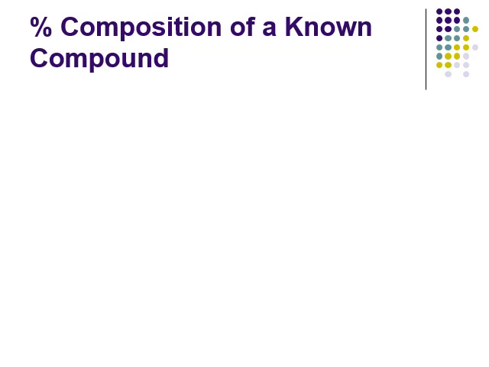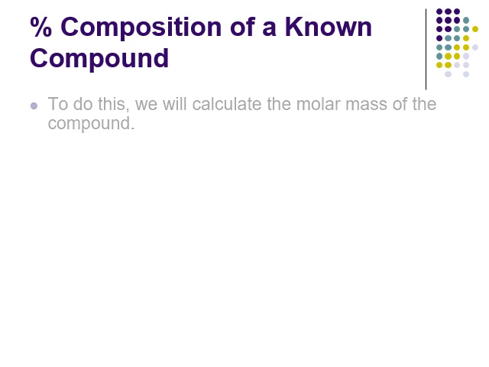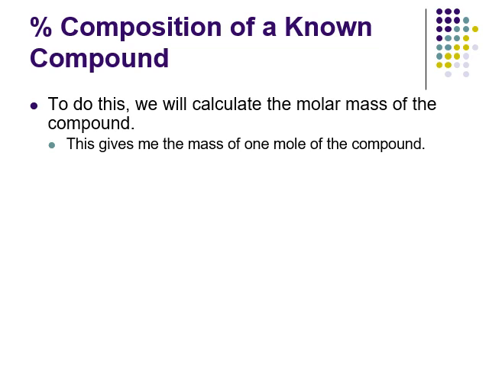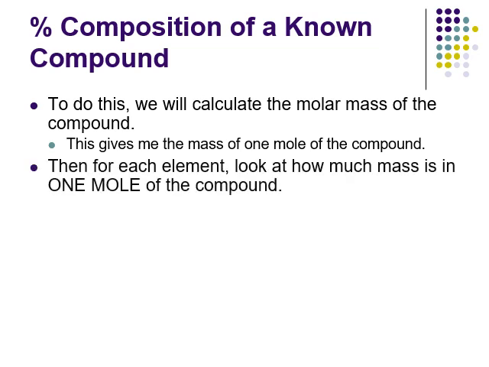Okay, so now we're going to switch this around a little bit. We're going to find the percent composition of a compound we already know the formula of. So really, it's not much harder than just finding the molar mass. And again, where do we find the information for the molar mass? The periodic table, that's right. So what I do is I look up the molar mass of the compound. That tells me the mass of 1 mole of it.